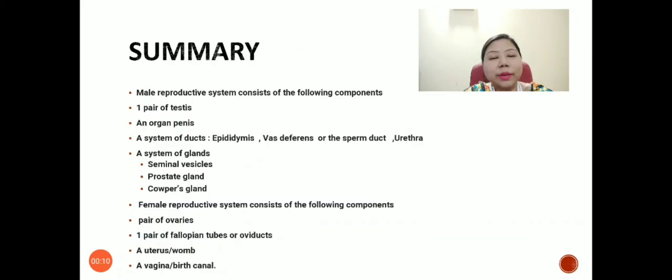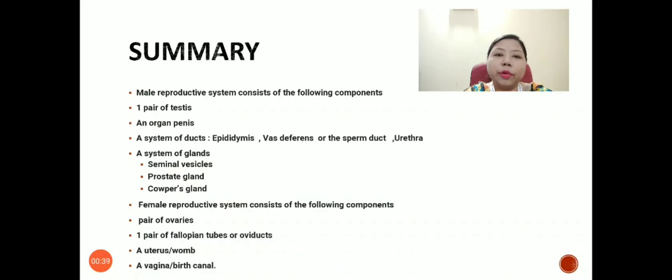So now let us summarize what we have learned in today's class. So in today's class we have learned about the male reproductive system and the female reproductive system. We have learned that the male reproductive system consists of the following components: a pair of testes, an organ called the penis, a system of ducts, epididymis, vas deferens or the sperm duct, and the urethra, a system of glands, seminal vesicles, prostate gland, and the Cowper's gland.